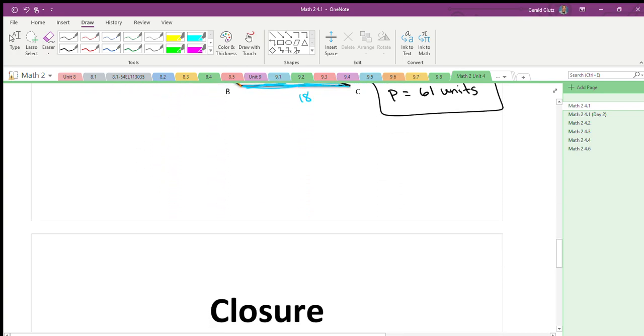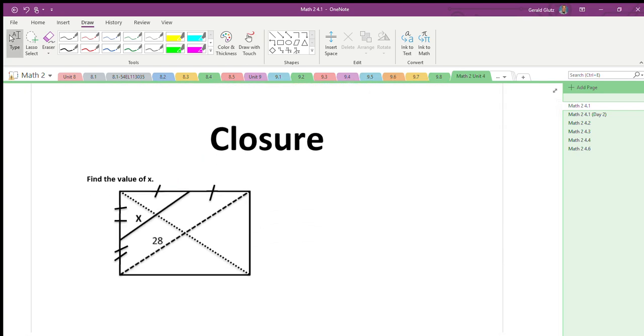And then finally, a little closure assignment here. Just a question. You guys find the value of x and then choose the correct multiple choice answer.